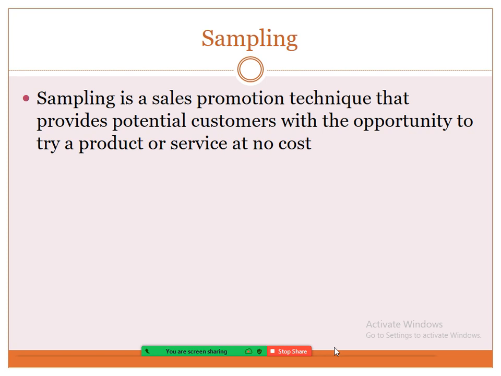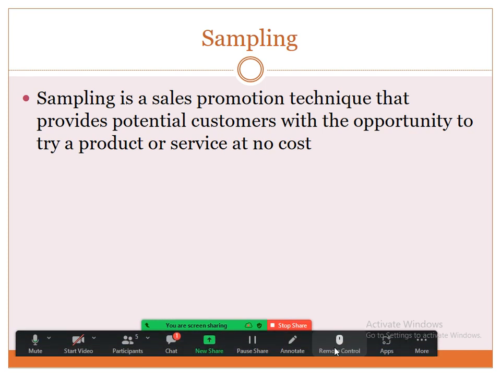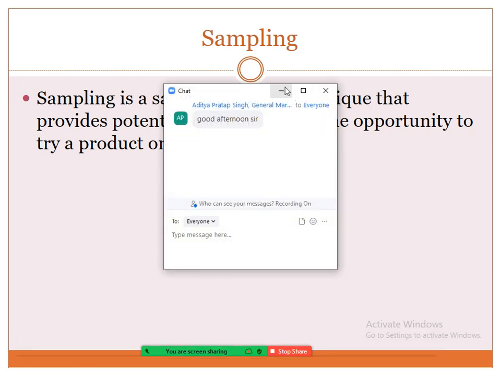So the average cost per sample ranges from maybe $0.10 to half a dollar. So 2 to 3 million samples are distributed in a typical sampling program. The cost is one of the major disadvantages associated with sampling. Another problem is that it is sometimes difficult for managers to assess the contribution a sampling program makes to the return.